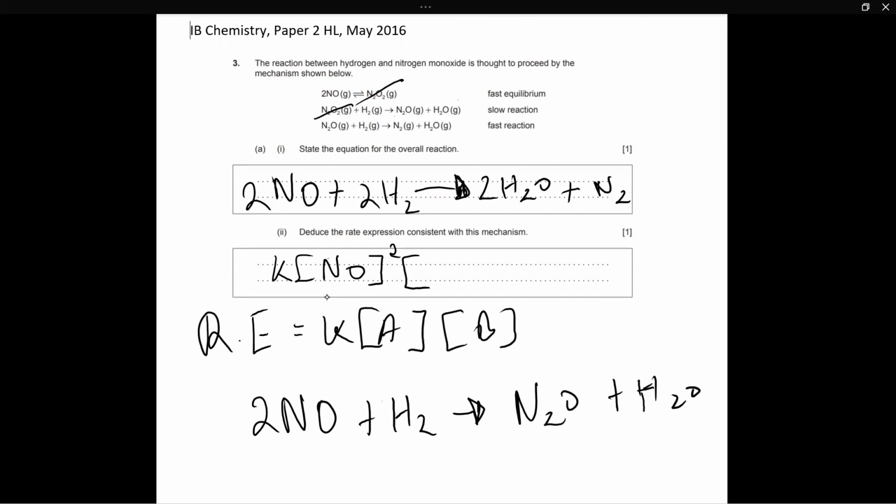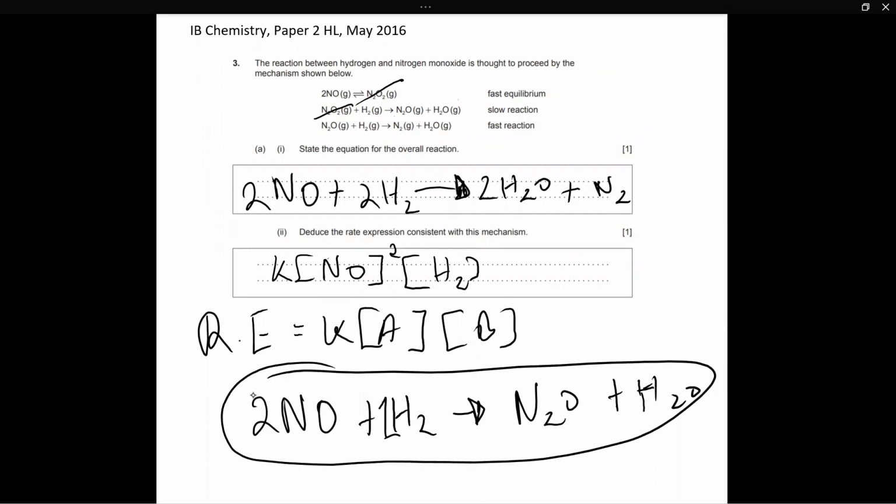Times the concentration of H2. And H2 doesn't have a coefficient, which basically means there is a 1 there. So we don't have to write that. But if you really want to, you can just write to the power of 1. It really doesn't make a difference. That's it. That is how you deduce the rate expression in such a question. And remember, you only include these when you are calculating the overall expression to calculate the rate expression.